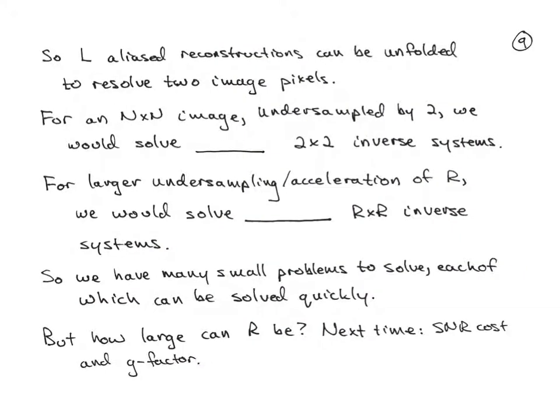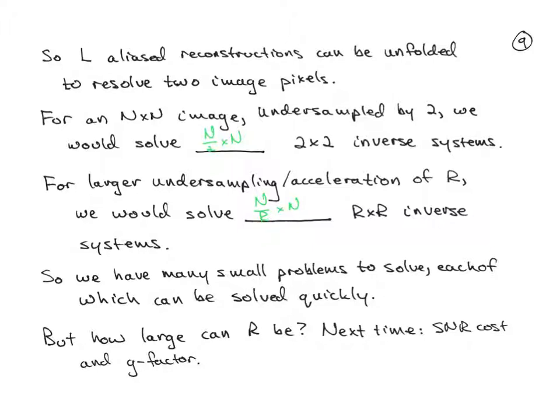So, if we have enough coils with sufficiently distinct sensitivities, L aliased reconstructions, separate image reconstructions, can be unfolded to resolve the two image pixels that aliased on top of each other. And so, if we had an n by n image undersampled by factor 2, we would have to solve separately n over 2 by n versions of this problem, where these are all 2 by 2 inverse systems. For larger undersamplings or accelerations of R, we would solve, in general, n over R by n separate problems, where the size of the problem is R by R. So we have many small problems to solve, each of which can be solved very quickly.